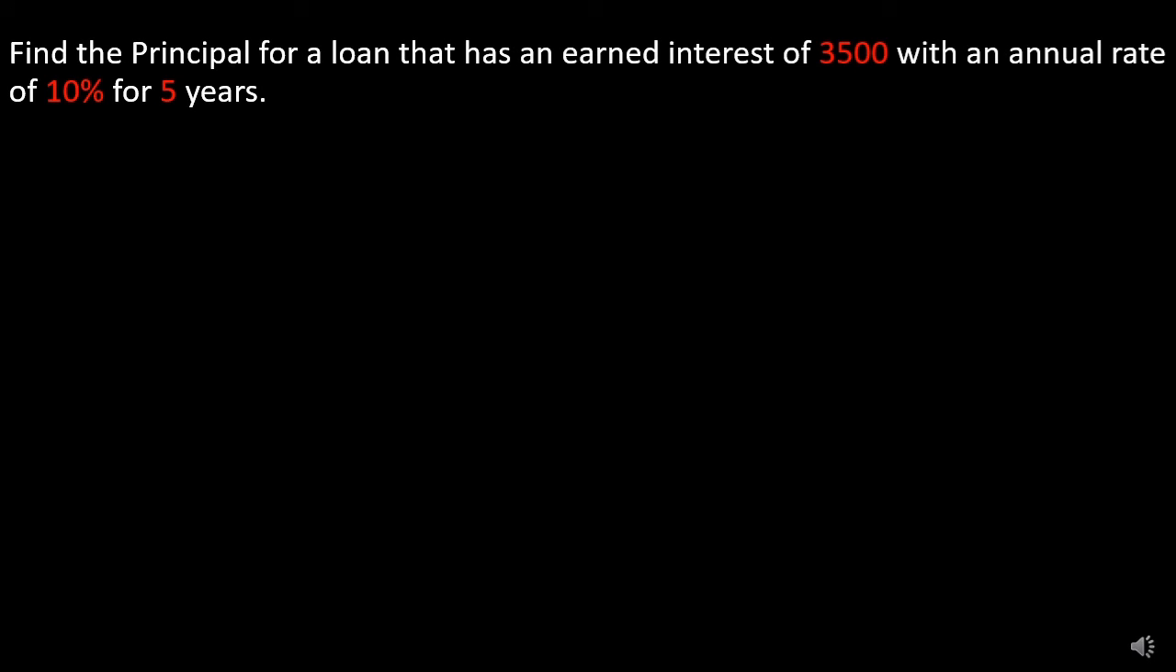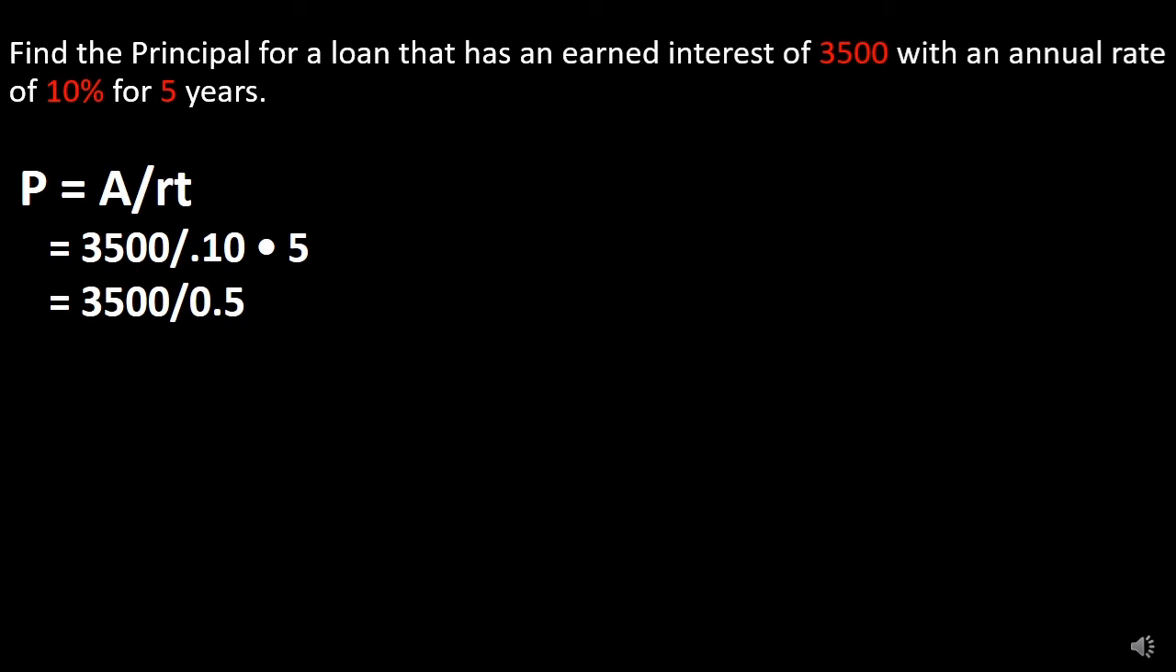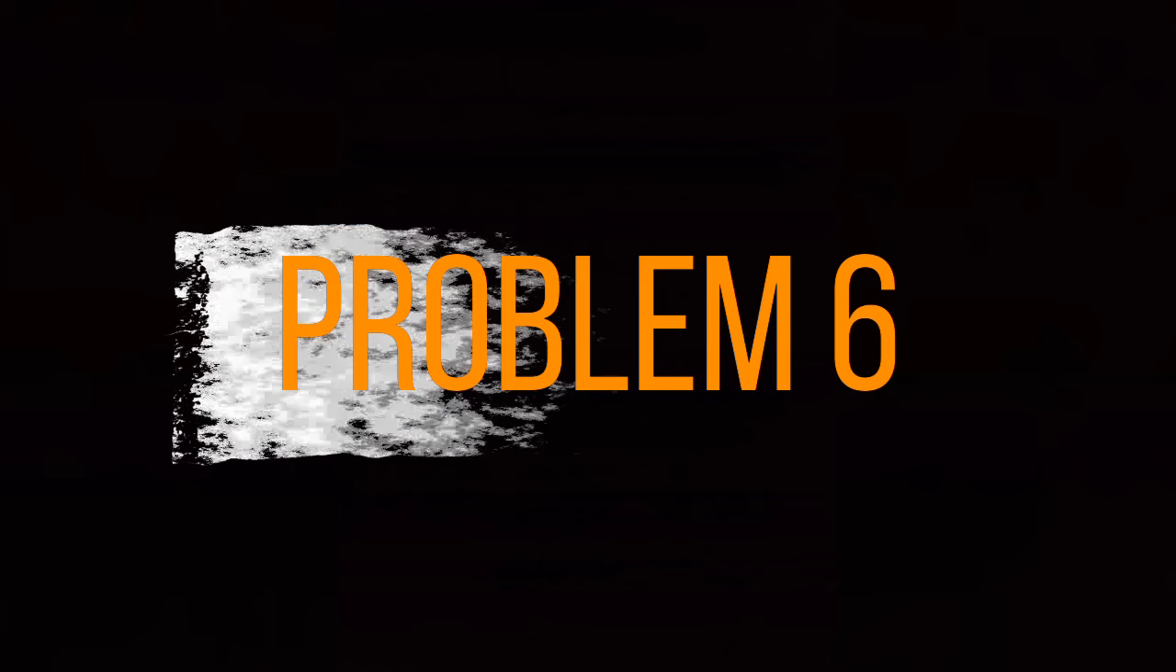Find the principal for a loan that has an earned interest of 3,500 with an annual rate of 10% for 5 years. So the formula is principal equals amount divided by rate times time. So 0.10 times 5 is equal to 0.5, and 3,500 divided by that, the principal, so the answer is 7,000 pesos.